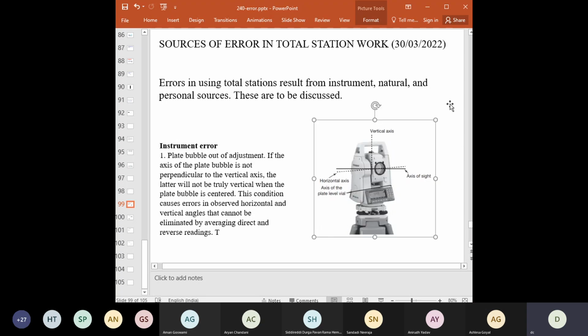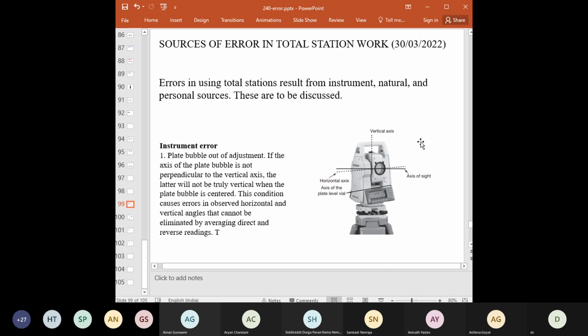Probably those who have handled the instrument know that the bubble is there, and we have the spirit level of two types, linear type and circular type. If the plate bubble is not perpendicular to the vertical axis, then the latter will not be truly vertical when the plate bubble is centered. This condition will cause a lot of errors in the observed horizontal and vertical angles, which cannot be eliminated by averaging direct or reverse readings.